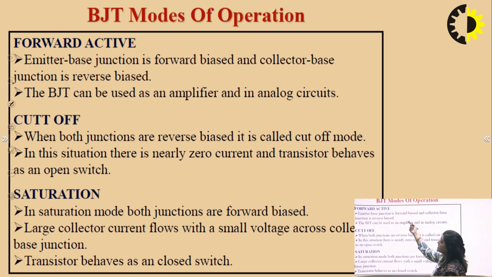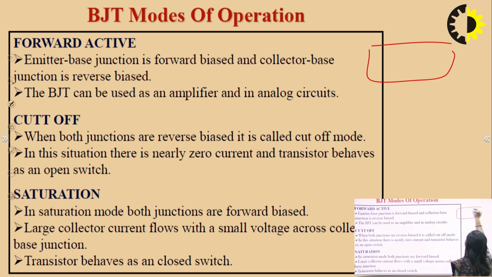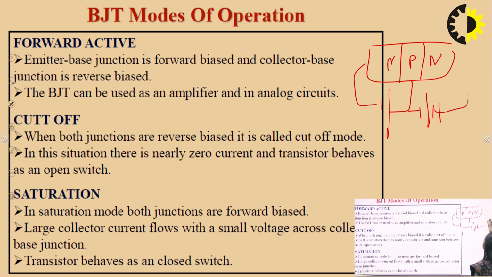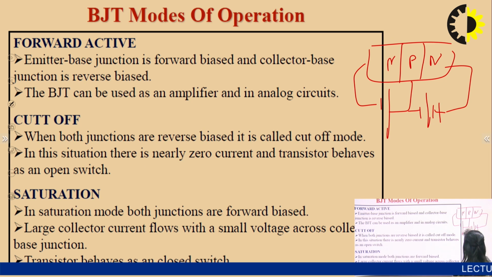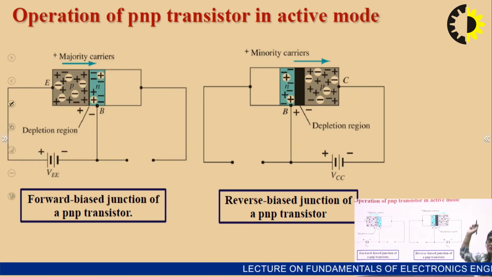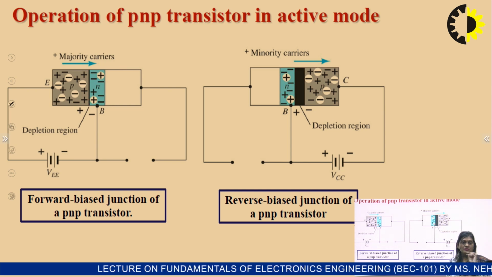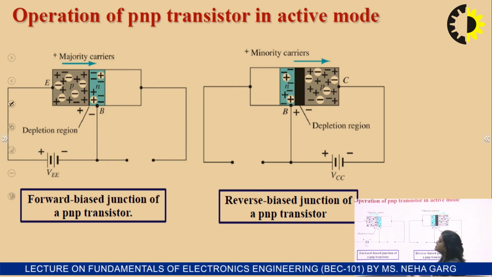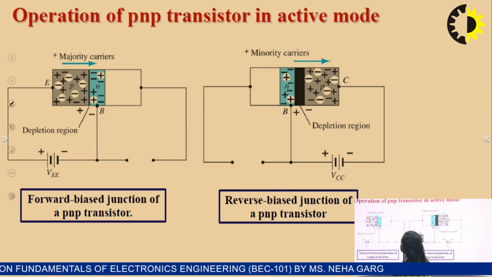Forward active means, if we have made this NPN transistor, this NP junction is in forward bias and the other is in reverse bias. So this is called the forward active mode. In cutoff, both junctions are in reverse bias. In saturation mode, both are in forward bias. If the input junction is in reverse bias, then no charge carriers will move from the input side to the output side. That's why in cutoff mode, no current will be flowing.